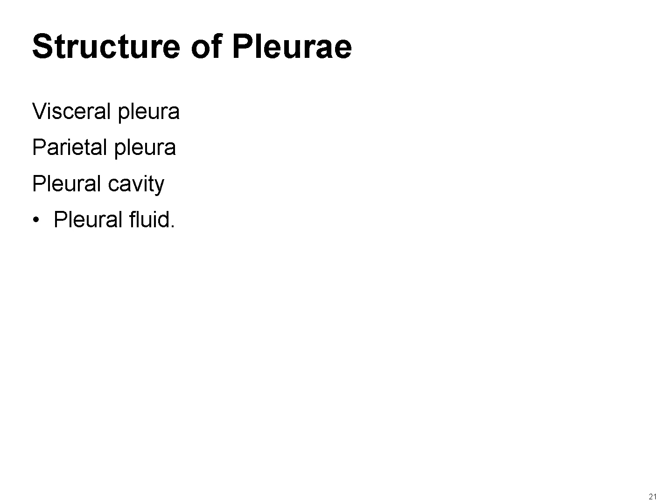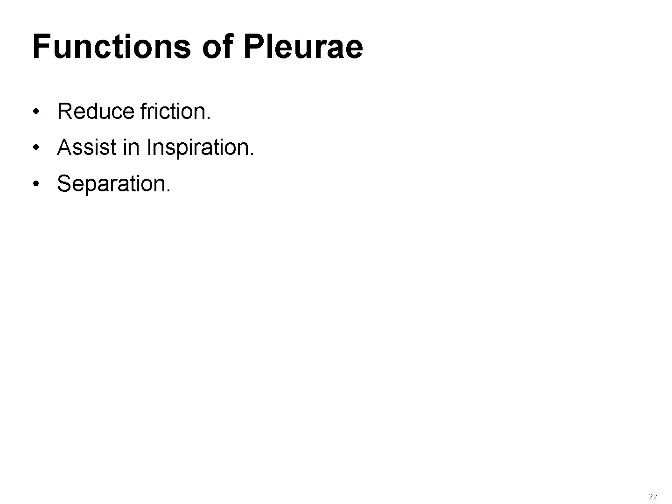This fluid reduces friction, ensuring the lungs glide smoothly against the thoracic wall during inhalation and exhalation. The pleurae, pleural cavity, and pleural fluid are not just structural components, they play critical roles in the proper functioning of the respiratory system. Let's explore their 3 primary functions.